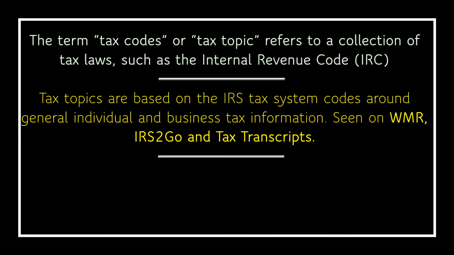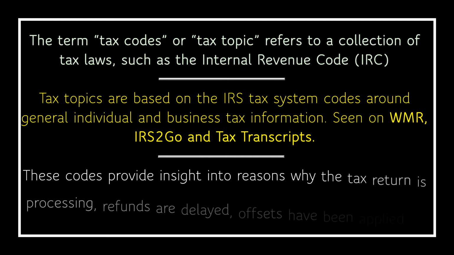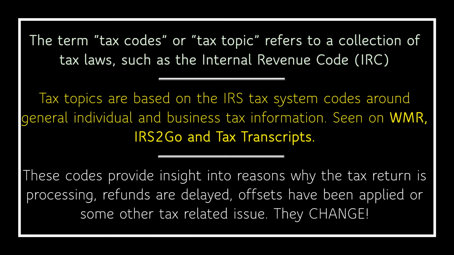And so the codes I touched upon, and that I'll cover in this video, tend to be the more popular ones, but there are literally hundreds of different codes. And a lot of these codes you'll see in WMR, Where's My Refund, IRS2Go, and on your tax transcripts ultimately. The purpose of these codes really is to provide you more insight into why the tax return is processing, why a refund is delayed, which offsets have been applied, or some other tax related issue.